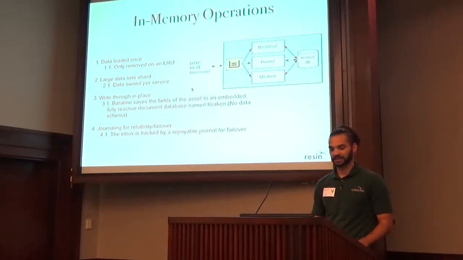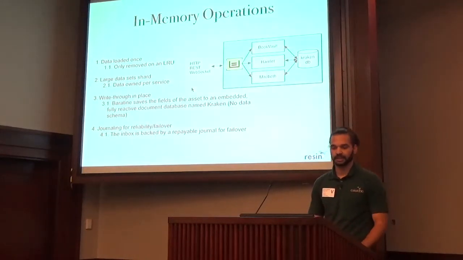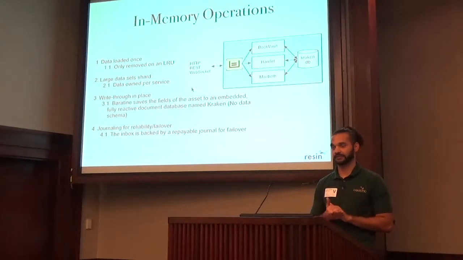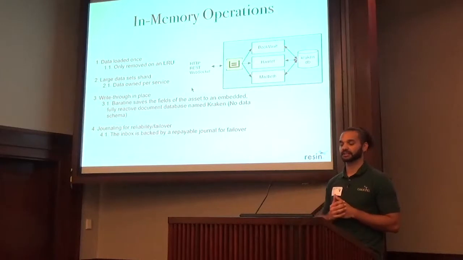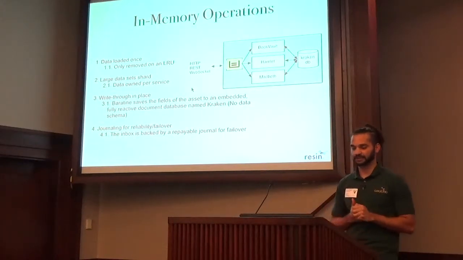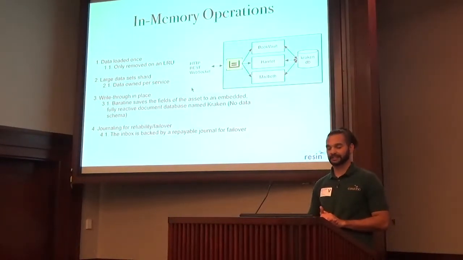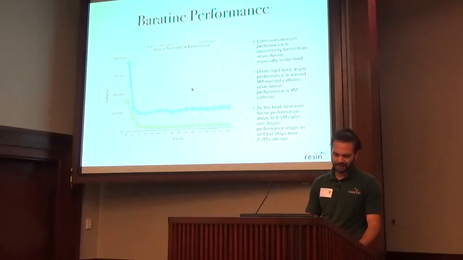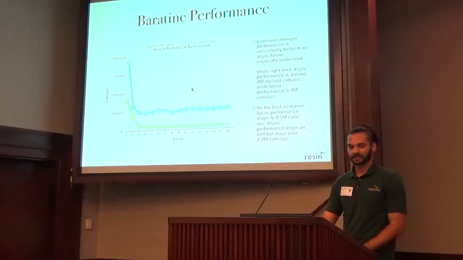Right through in place, so it saves the fields of the asset to our fully reactive document database and the journaling. So the inbox serves dual purpose. One, it queues the messages, so you get an ordered first in, first out ordering of the messages coming in. And the second purpose is that we can replay the journal for reliability and failover. So the inbox is backed up and replayed if in fact the server ever does go down, because that tends to happen.